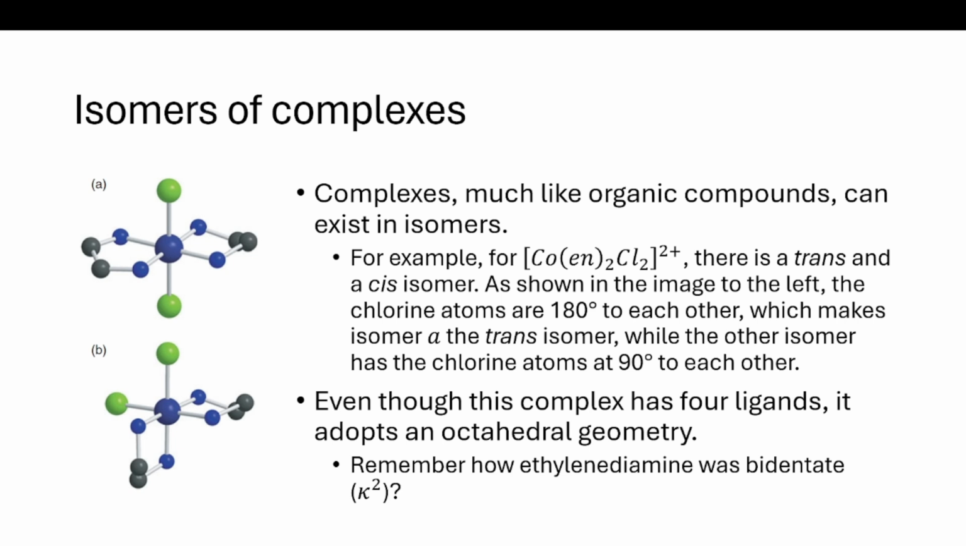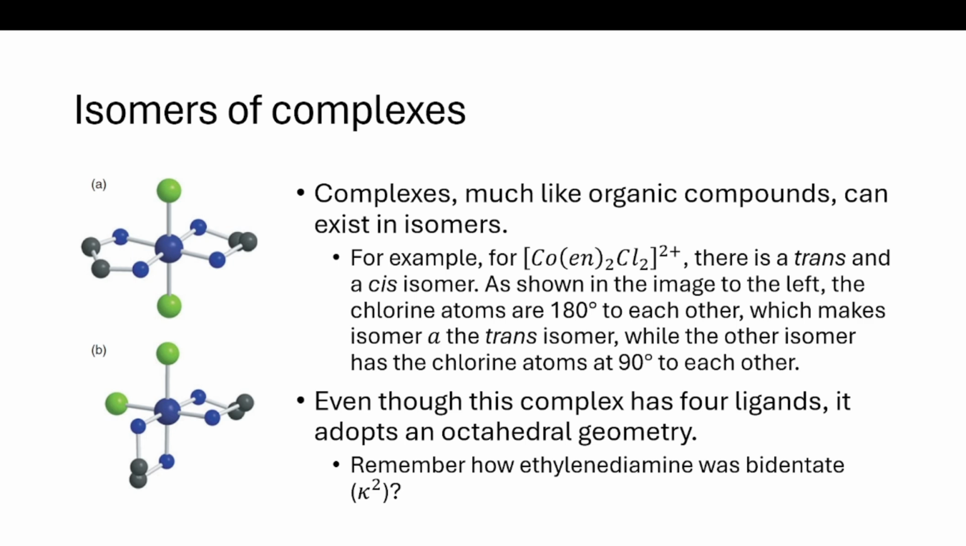Now, complex B is going to be the cis isomer, as those chlorine atoms are essentially going to be, quote-unquote, on the same side. And therefore, we're going to have a cis isomer.